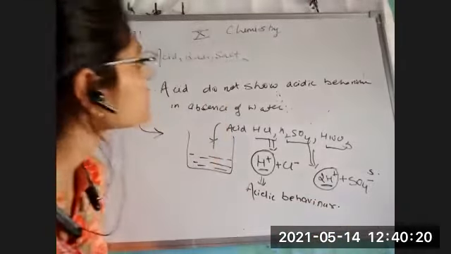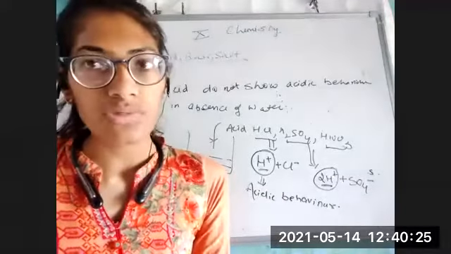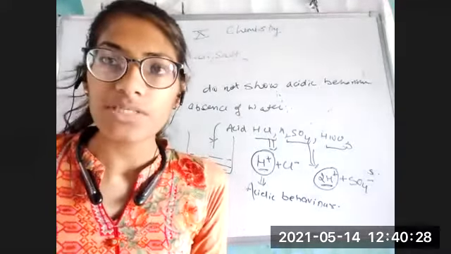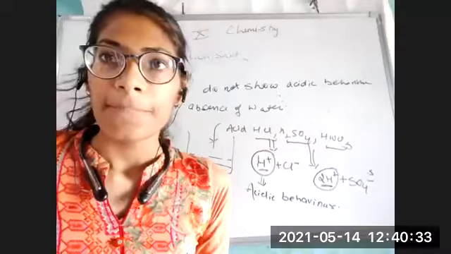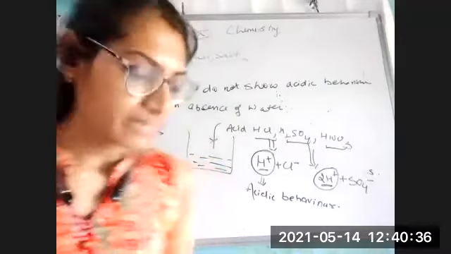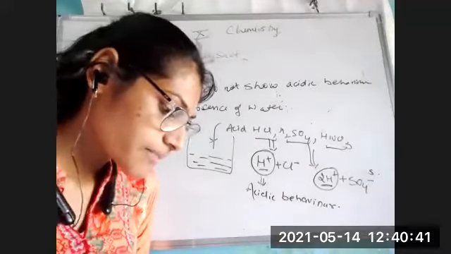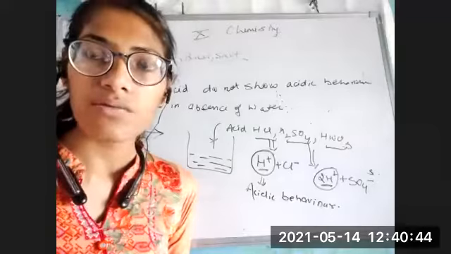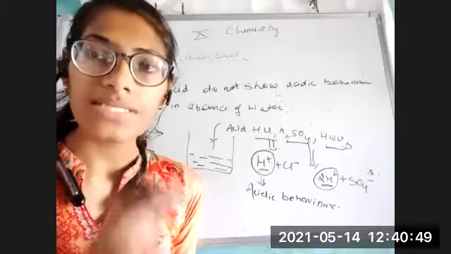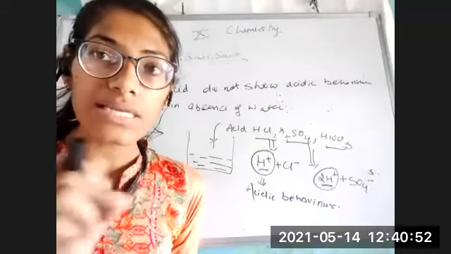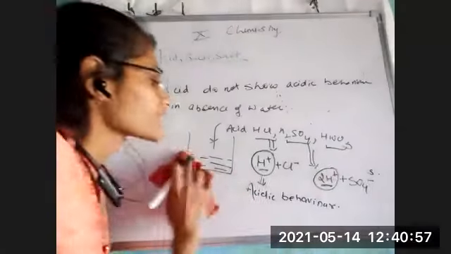Okay, so the answer for the question is, in the absence of water, they do not dissociate into H positive ions, and due to the absence of H positive ions, they do not show acidic behavior. Okay, so this was the answer. Now, should we move to our next question? Definitely yes. In the next question, we have been given 5 different solutions and a universal indicator. Whenever we are given the universal indicator, we must keep in mind that universal indicator is always based on pH value. Okay? So let's move with our next question.